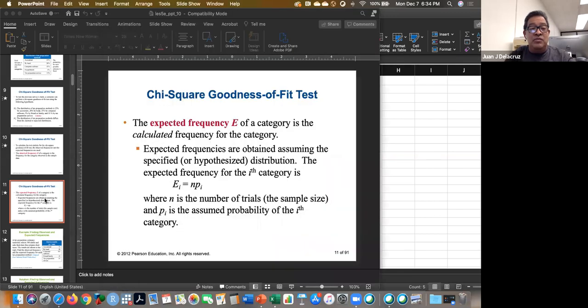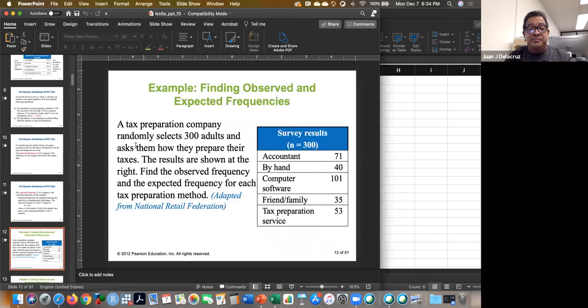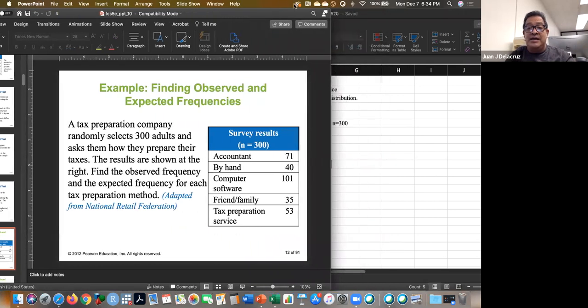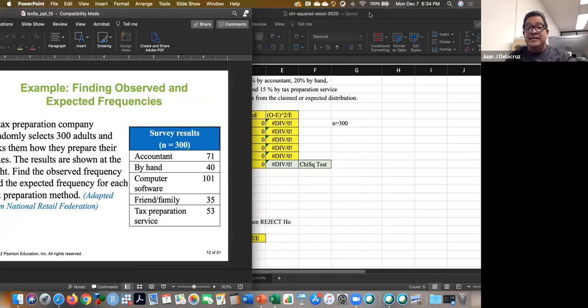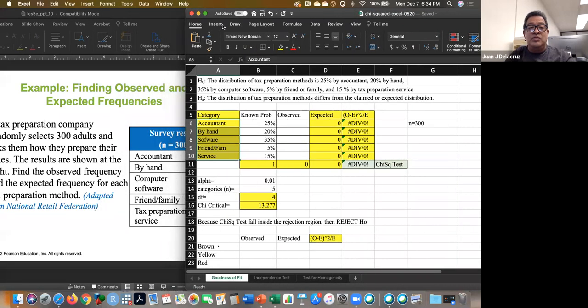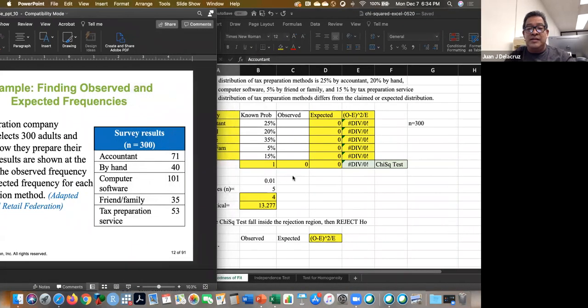And then when I run my survey, in this case, I have 300 people. 71 of these people answered that they did their taxes with an accountant. 40 of them said that they did it by hand, and so on and so forth. So I'm gonna put this data here. I just want to tell you what I did.